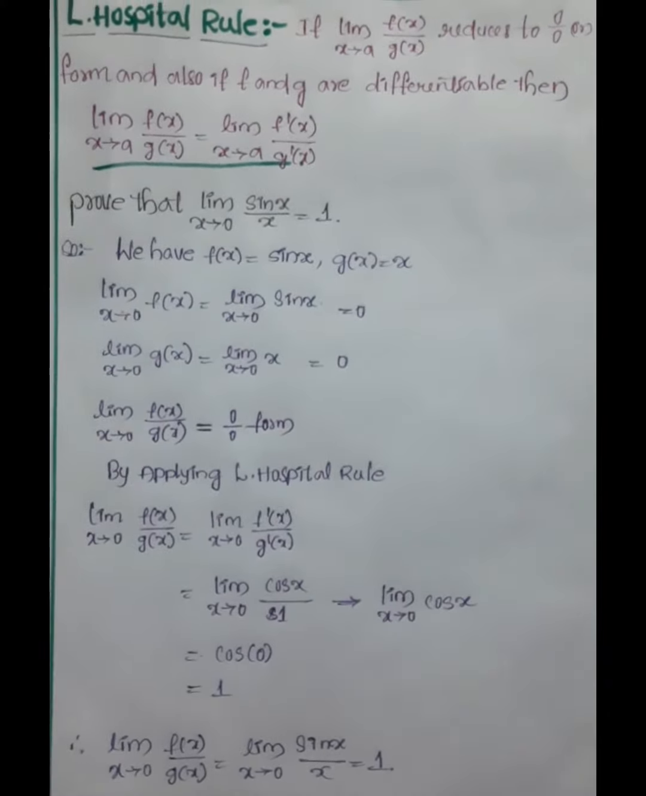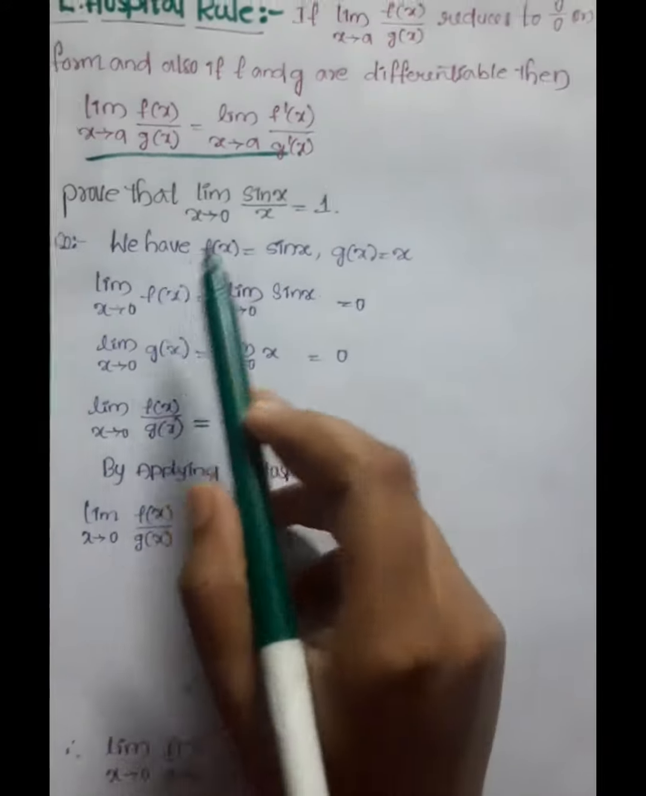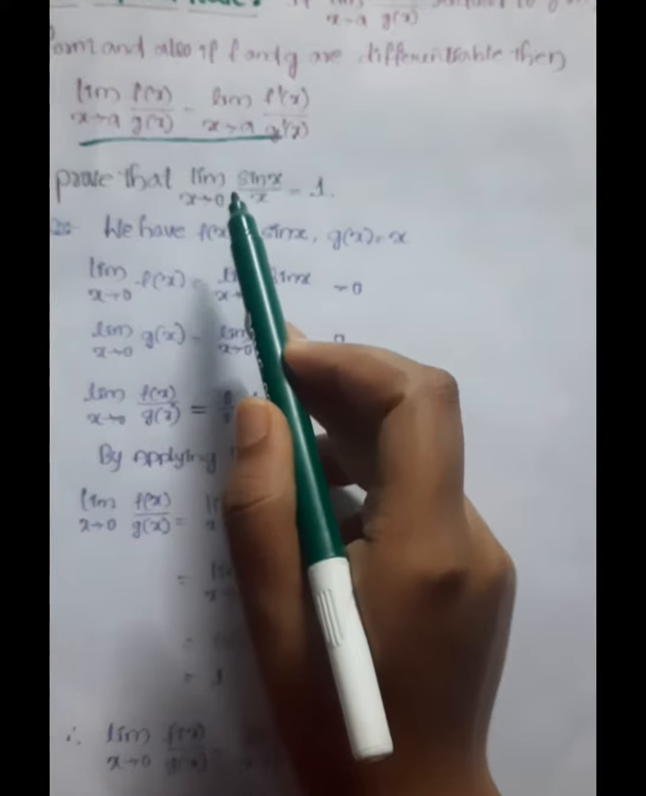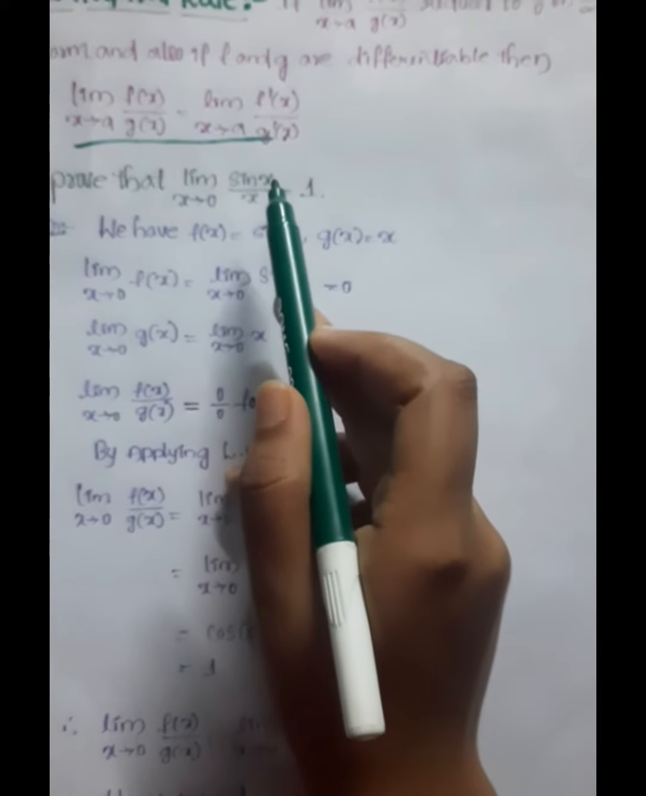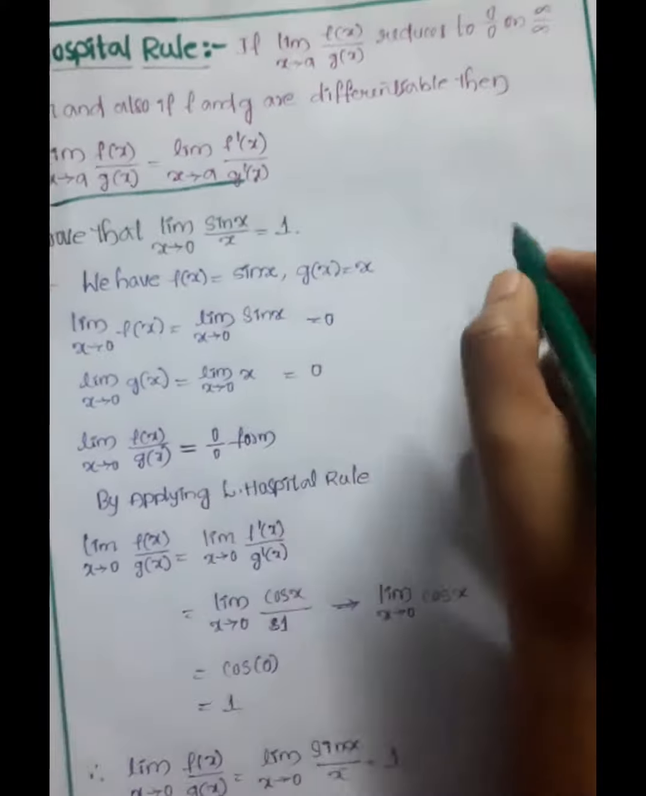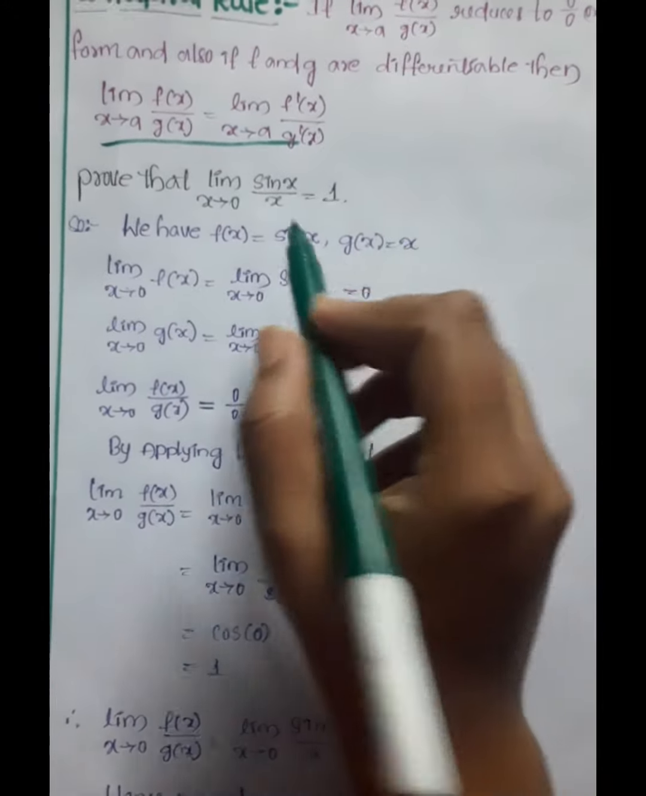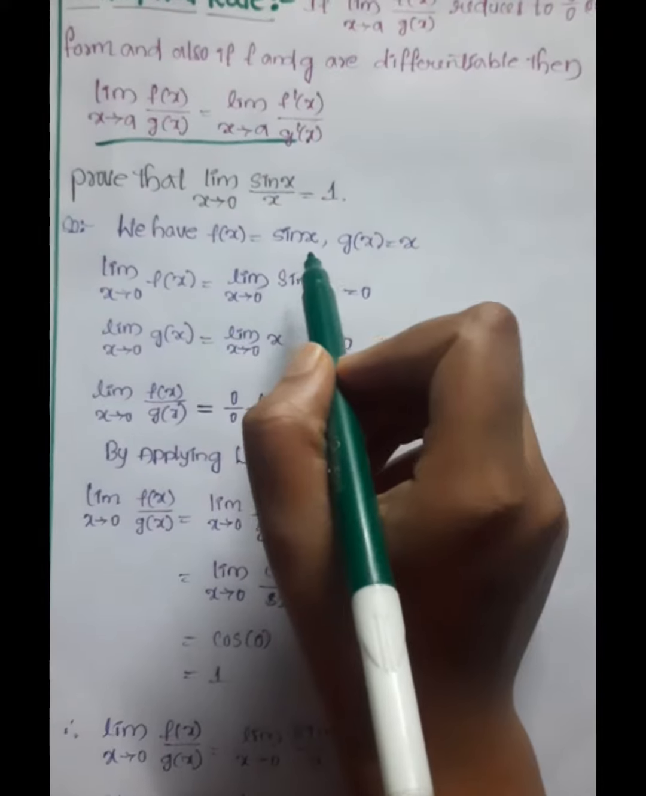So in examination, they will ask, prove that limit x tends to 0 sin x by x is equal to 1. So this function here, sin x by x, is in the f of x by g of x form. So f of x here is sin x and g of x is x. So we have to apply the limits separately for f of x and g of x.